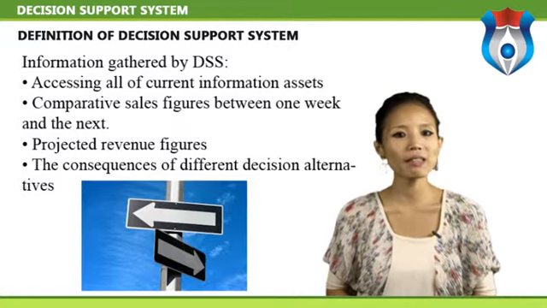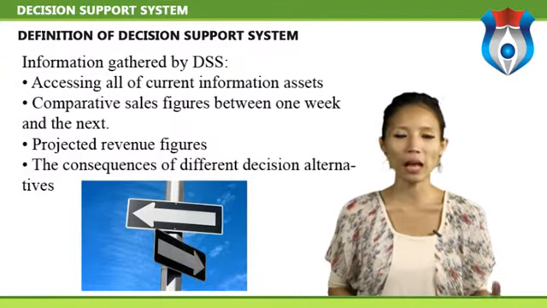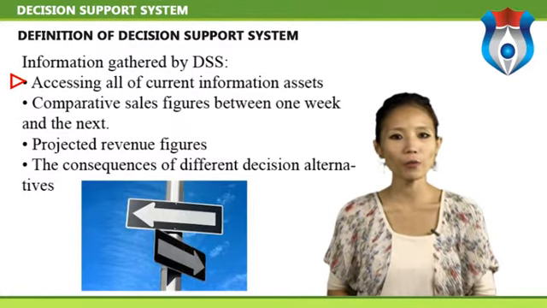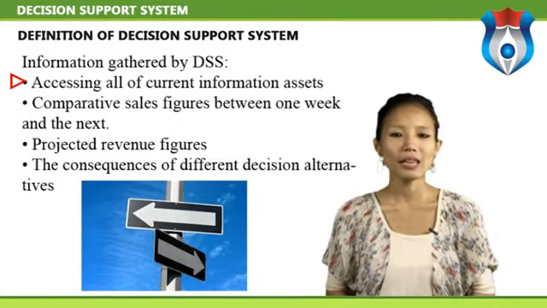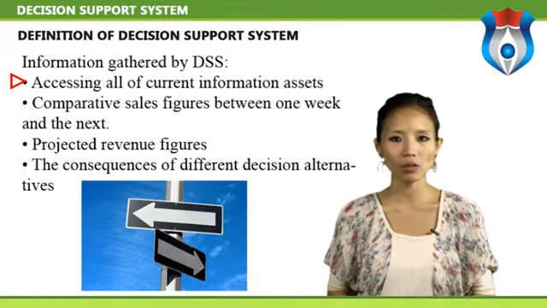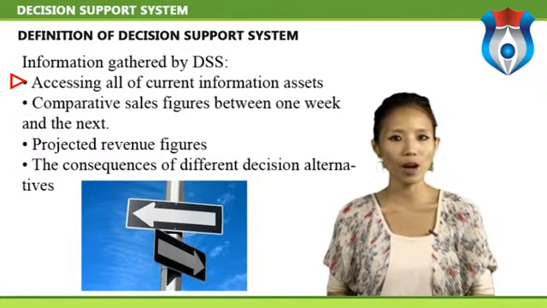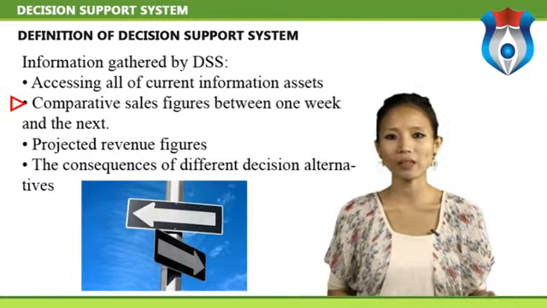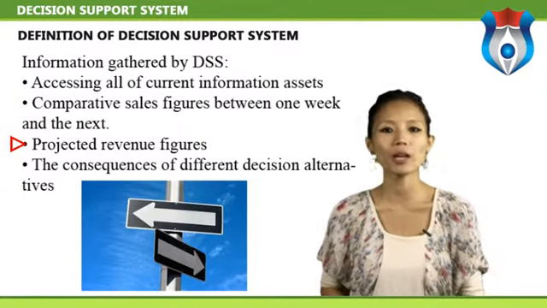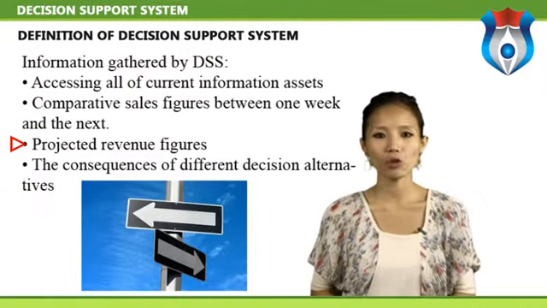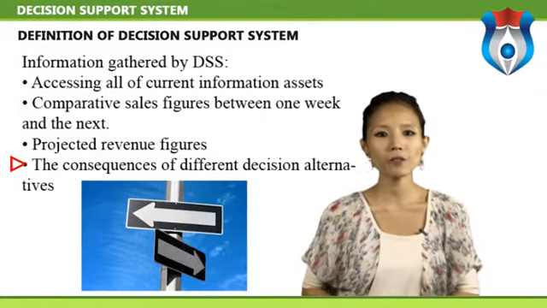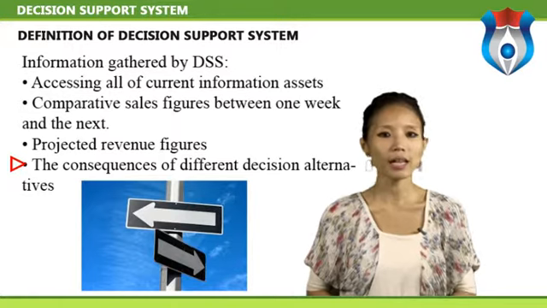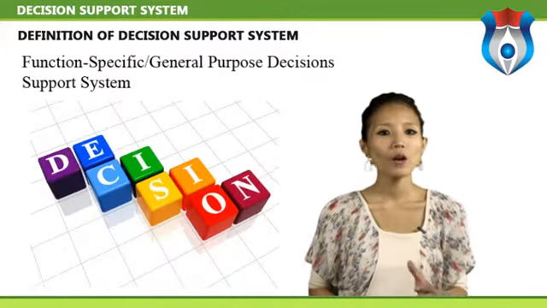Typical information that a decision support application might gather and present would be assessing all of current information assets, including legacy and relational data sources, cubes, data warehouses, and data marts. Comparative sales figures between one week and the next, projected revenue figures based on new product sales assumption. The consequences of different decision alternatives given past experience in a context that is described.